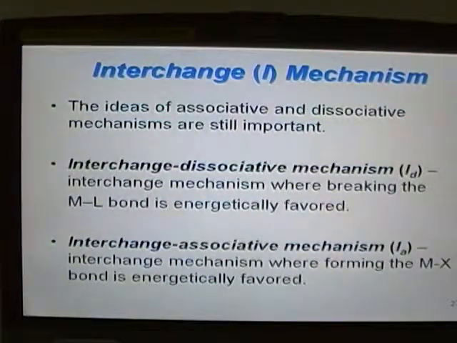And actually there are 2 related subtypes of interchange mechanism. The first is the interchange dissociative mechanism, where the interchange mechanism is favored by the breaking of the ML bond. The interchange associative mechanism is where forming an MX bond is energetically favored over breaking the ML bond.